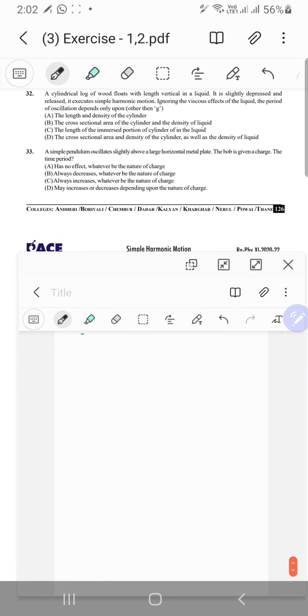A cylindrical log of wood floats with length vertical in liquid. It is slightly depressed and released. It executes SHM. Ignoring the viscous effects of the liquid, the period of oscillation depends upon the length and density of the cylinder. Right, let's just find this. So it's already at the equilibrium position. Now if I put this down a little bit by say x amount, what's the net force acting on this? It's just going to be the force due to this displaced liquid.